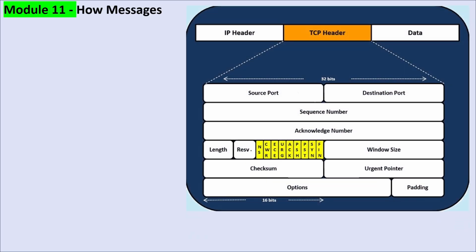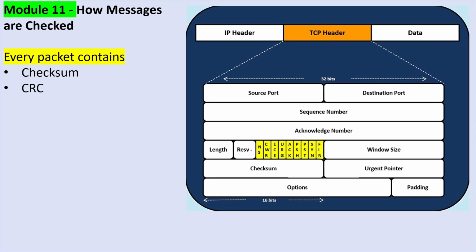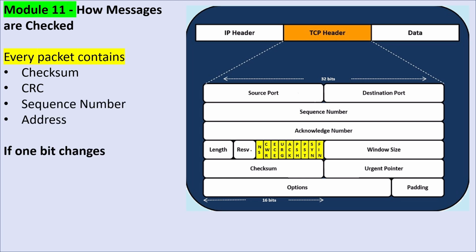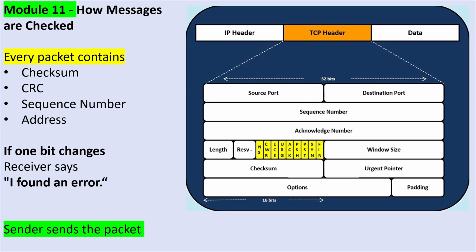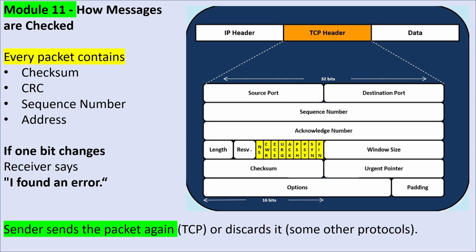Module 11. How messages are checked. Every packet contains a checksum, CRC, sequence number, and address. If one bit changes, the receiver says, "I found an error." The sender sends the packet again (TCP), or discards it (some other protocols).